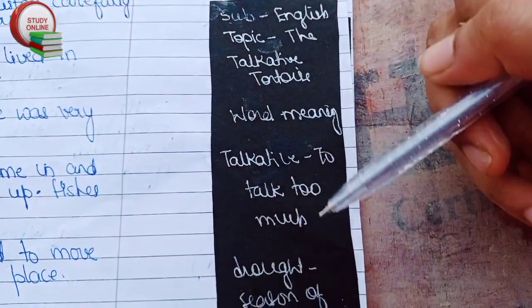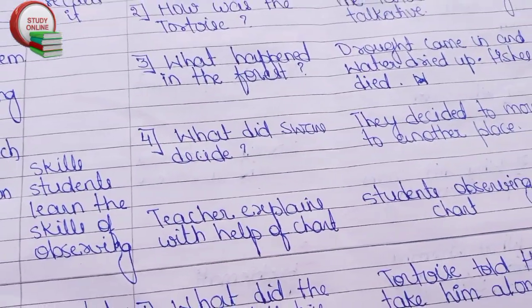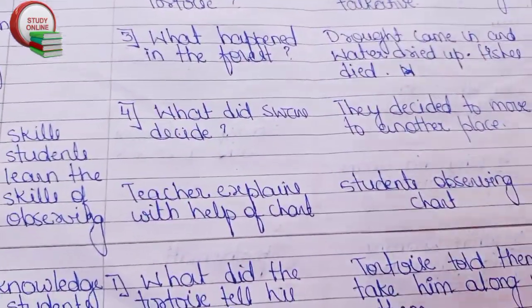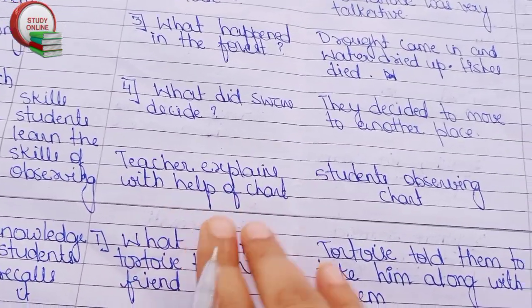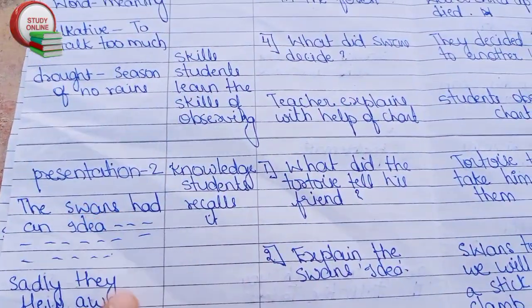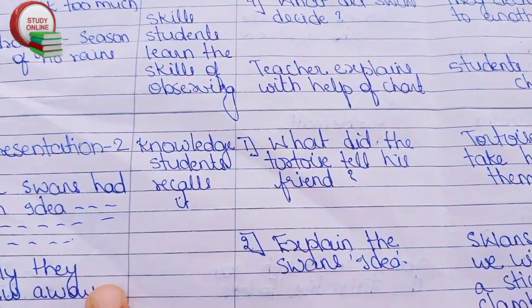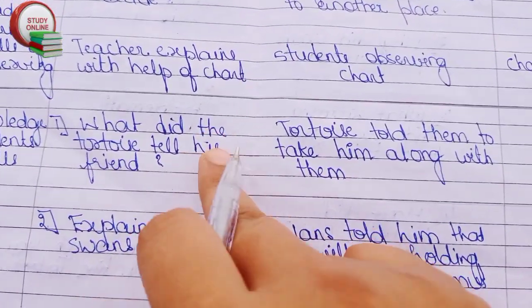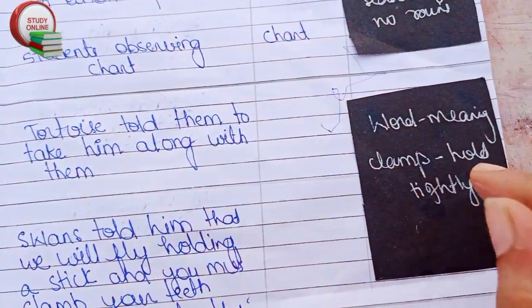Here is the blackboard work. Like this you can write all those word meanings or hard words on the blackboard also. And skills: here you can see the teacher explains with the help of a chart, students observe the chart, and for teaching aid we have to write chart. Presentation 2, same process we have to repeat. Like this you can see. Questions here, first question, second question, and these are the answers. This is the blackboard work.